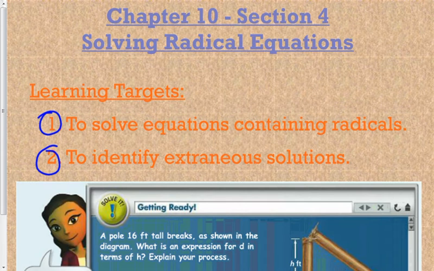We have two goals. Our learning targets were to solve equations containing radicals. We did that. And identify extraneous solutions. We also did that. So that's that for section 10.4.